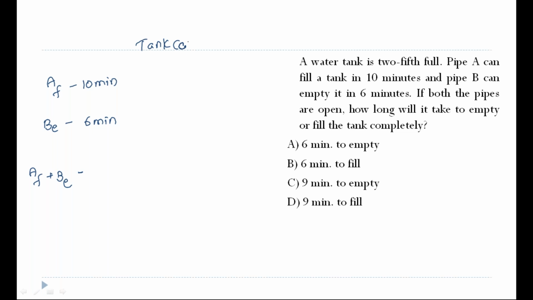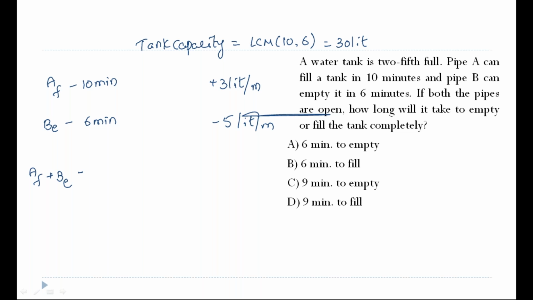One pipe is filling in 10 minutes, the other pipe is emptying it in 6 minutes. So I'll take the LCM of 10 and 6, which is 30. Tank capacity is 30 liters. Here this is filling 3 liters per minute, while this is emptying 5 liters per minute. 6 into 5 is 30, 10 into 3 is 30. As pipe B is emptying the tank, we get the minus symbol, and we get the plus symbol here because pipe A is filling.